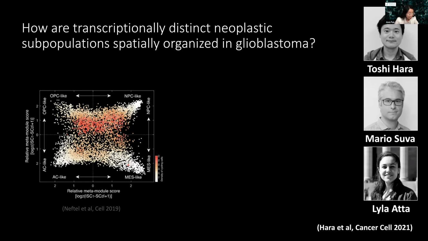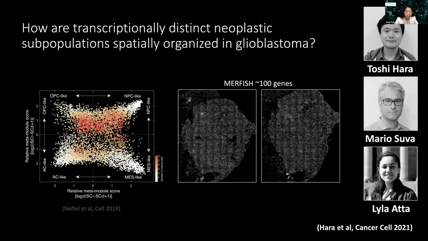But what we can't see is how these subpopulations are spatially organized, particularly with respect to other cell types potentially within the tumor microenvironment. Therefore, we took on an application of MERFISH for just a select panel of 100 or so genes to try to distinguish between these 4 different glioblastoma subtypes, as well as major cell types within the tumor microenvironment.